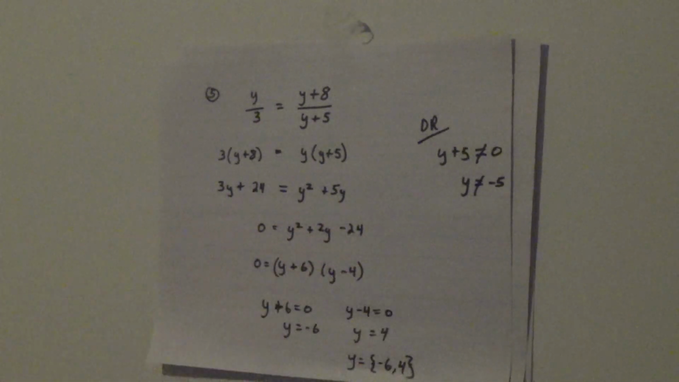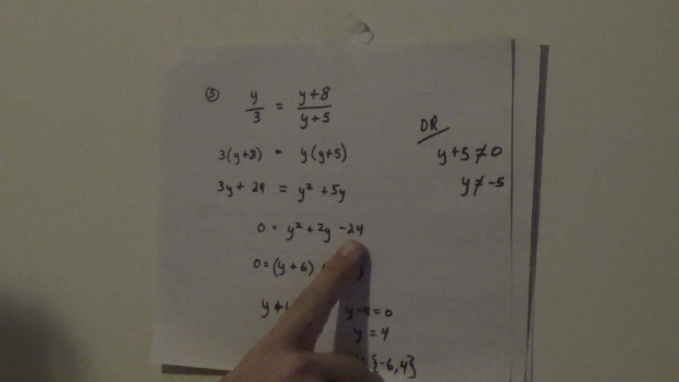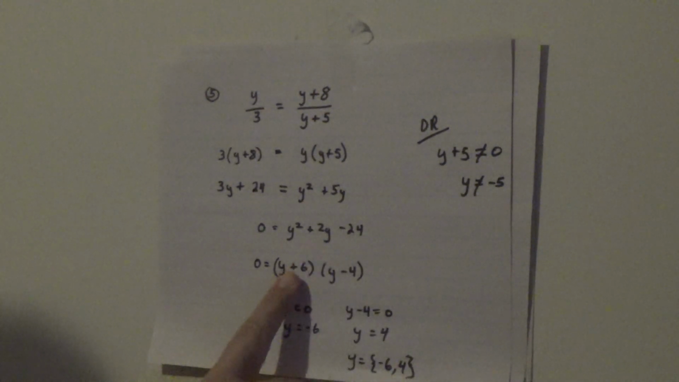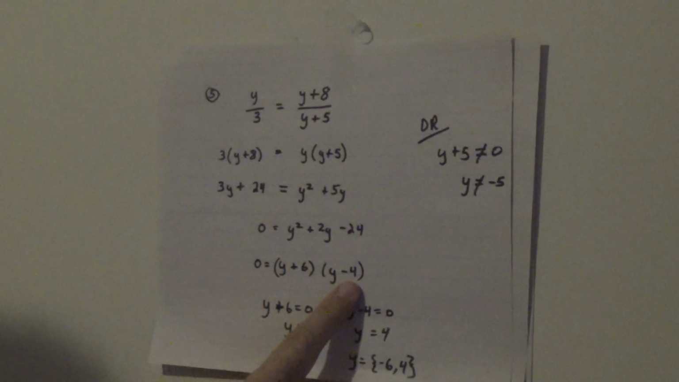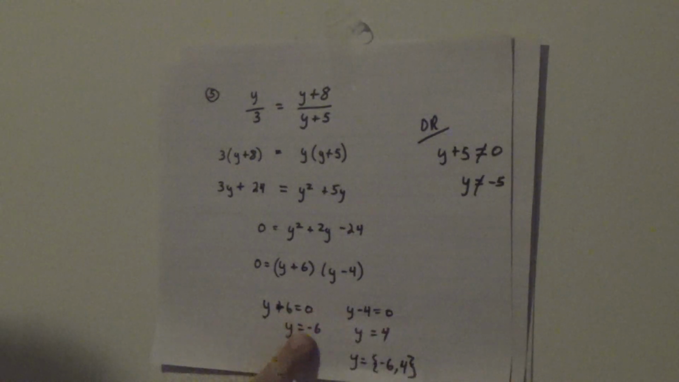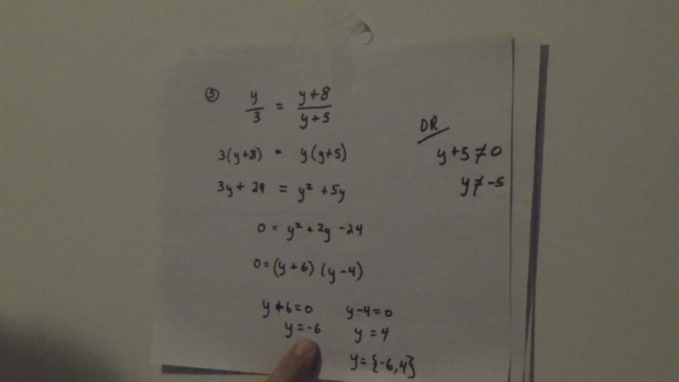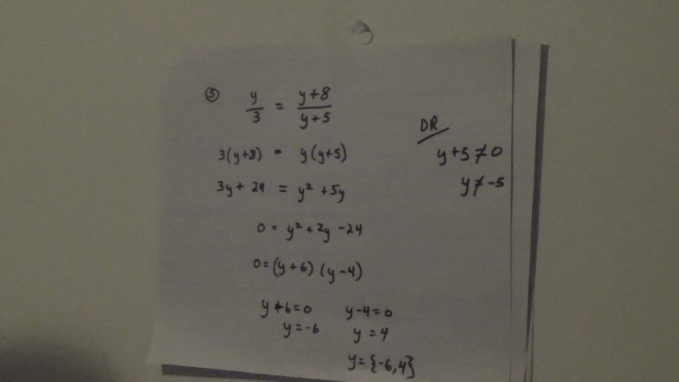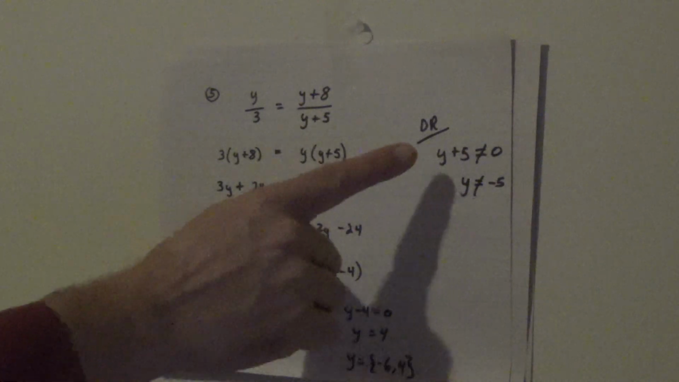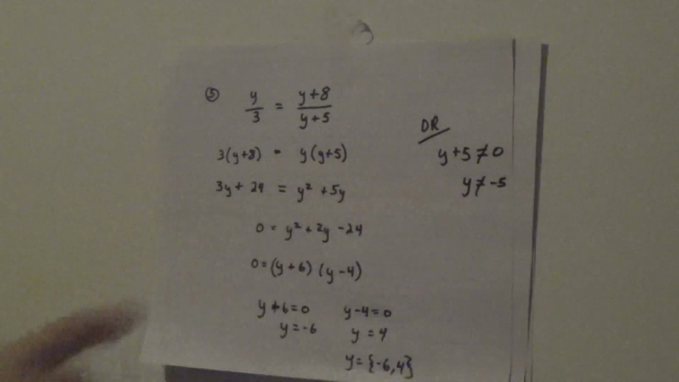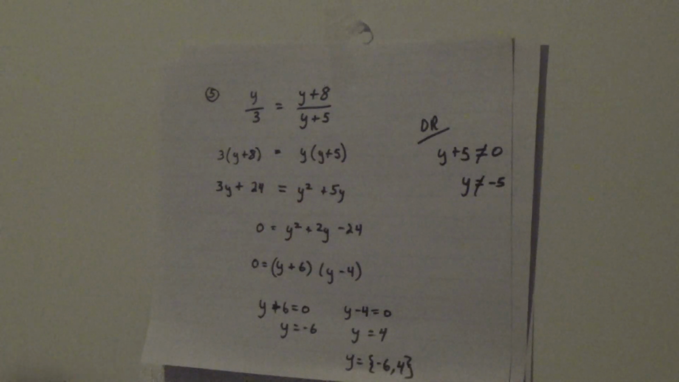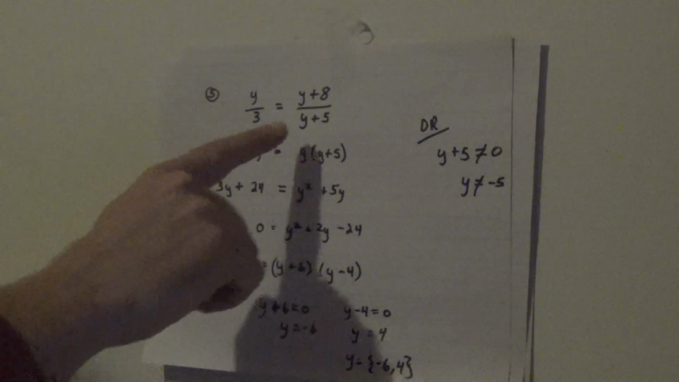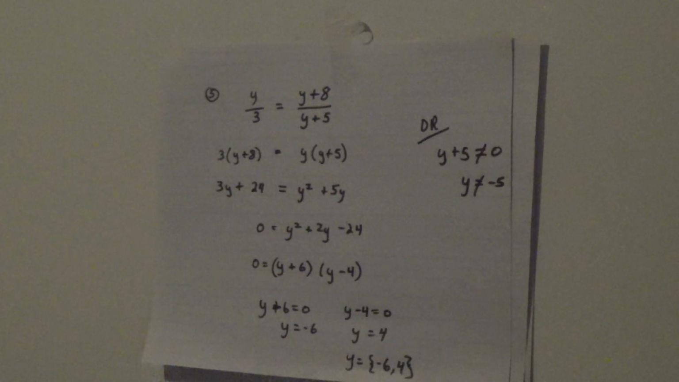Subtract 24. The factors of -24 give you plus 6 and minus 4. We set each of those equal to 0, and we get y equals -6, and y equals 4. Therefore, my solution set is y equals -6 and 4. We check our domain restrictions, and y cannot equal -5, because y plus 5 cannot equal 0. So that is number 5.